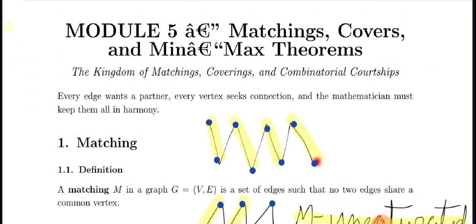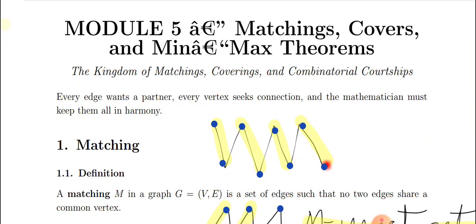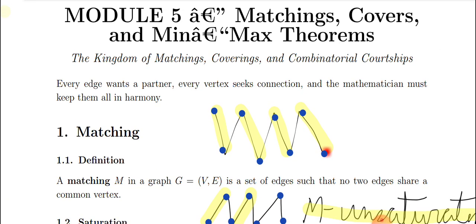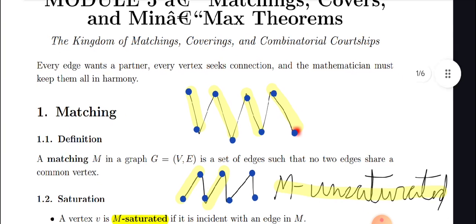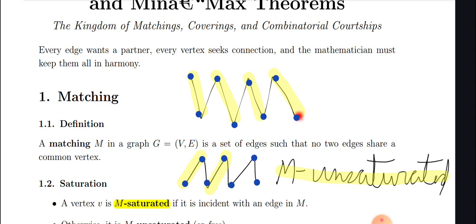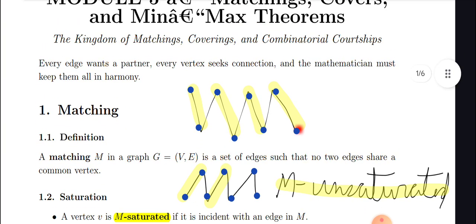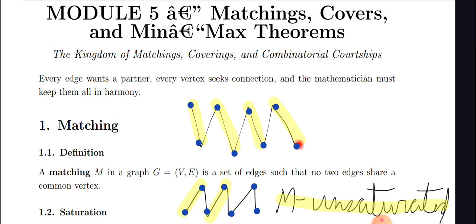Let's unpack this central foundational concept. The matching itself. It seems deceptively simple on the surface. You're just picking edges, but the constraint is everything. The constraint is the soul of the definition. It really is. So what exactly is a matching? A matching, and we usually denote it with a capital M in any graph G, is a collection of edges that you've chosen. And the one single defining rule is this: no two edges in your set M can share a common vertex. That's it. That's the law. That's the law of exclusivity.